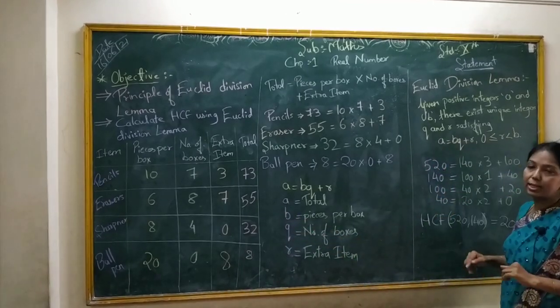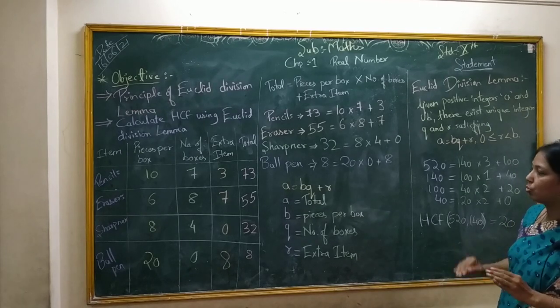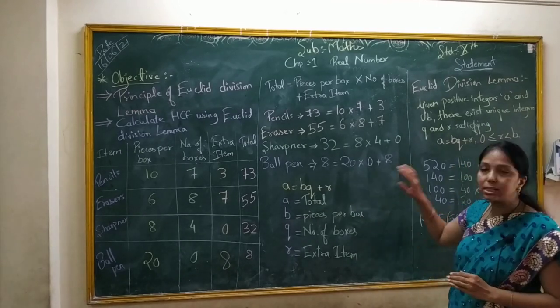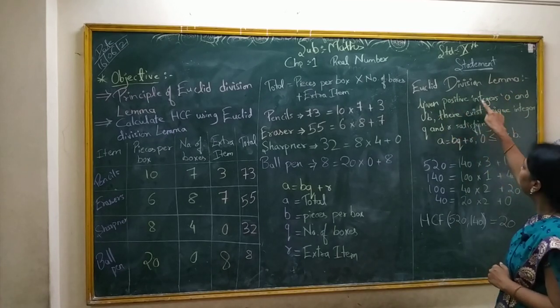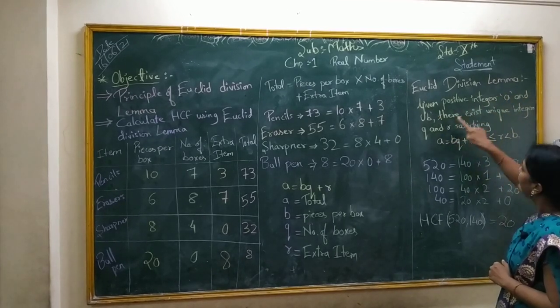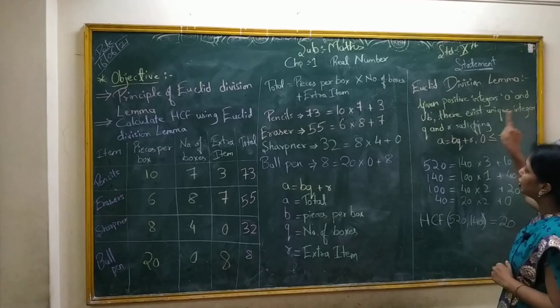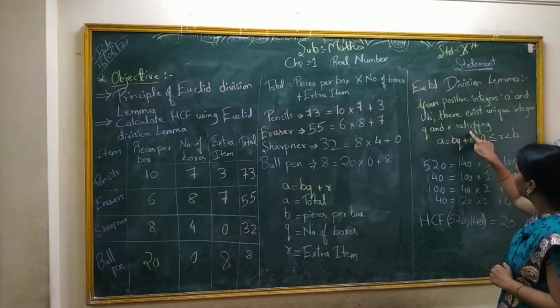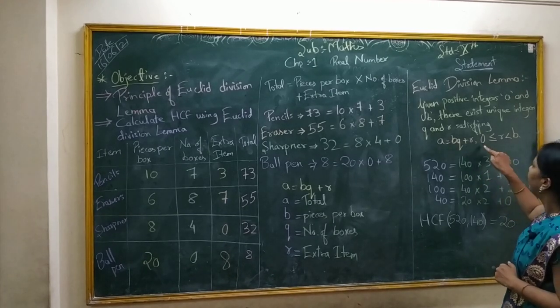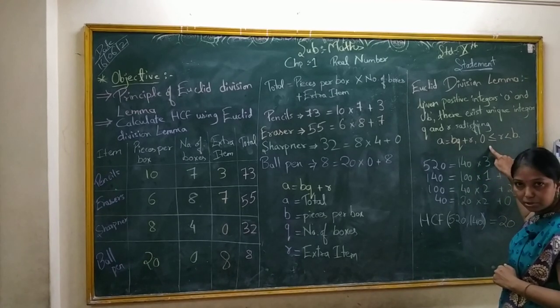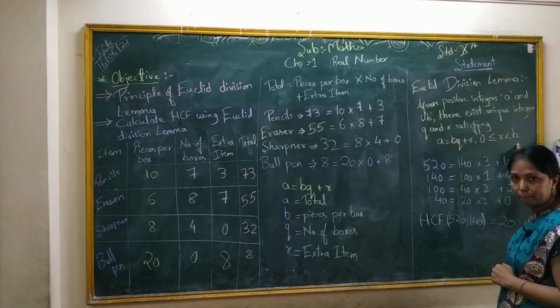So let's see what this Euclid division lemma is. We will see the statement. Euclid division lemma: given positive integers A and B, there exist unique integers Q and R satisfying A equals BQ plus R, where R is greater than or equal to 0 but less than B.